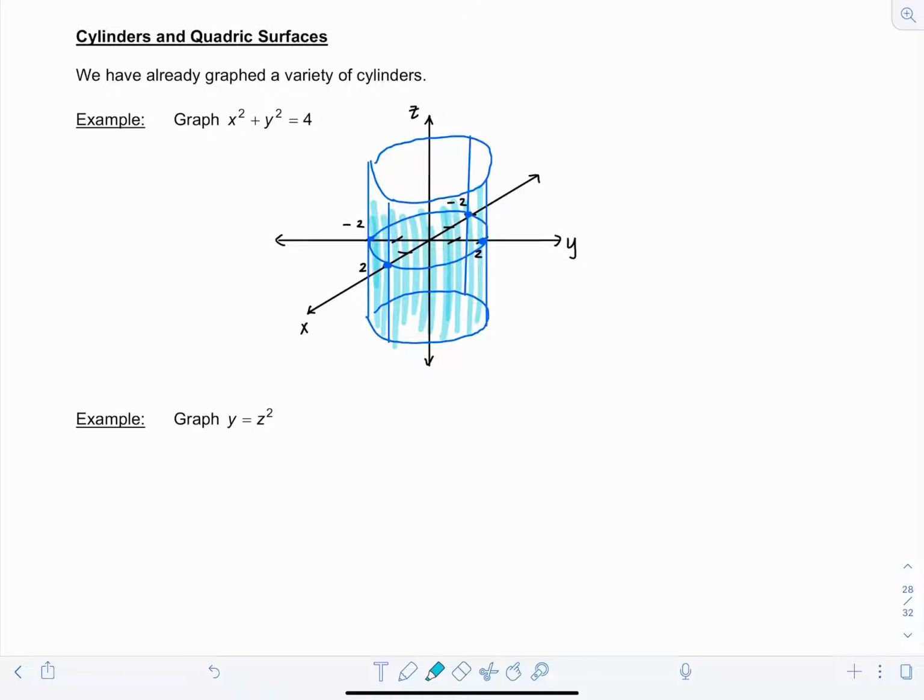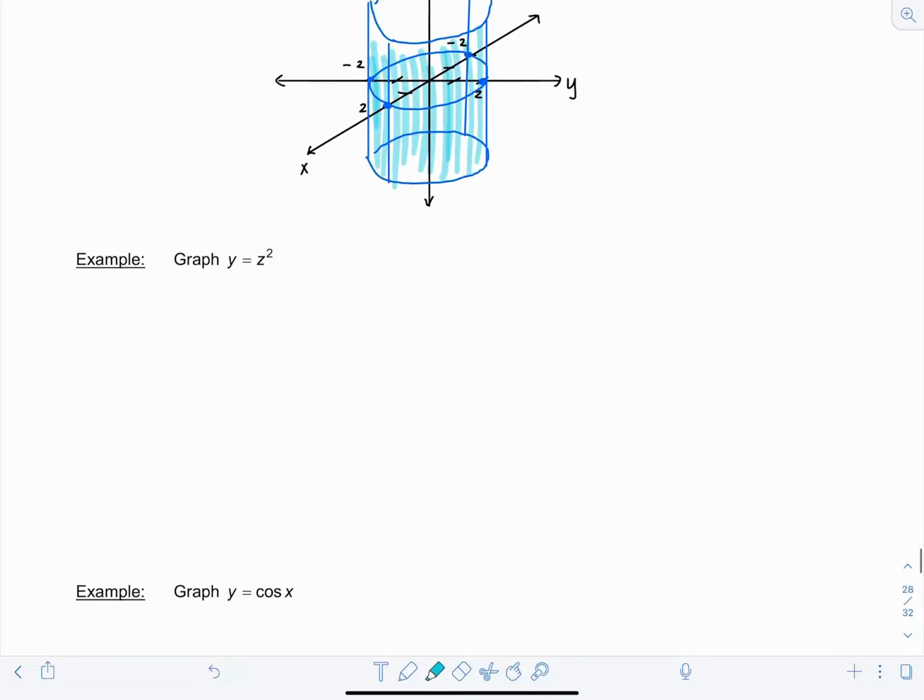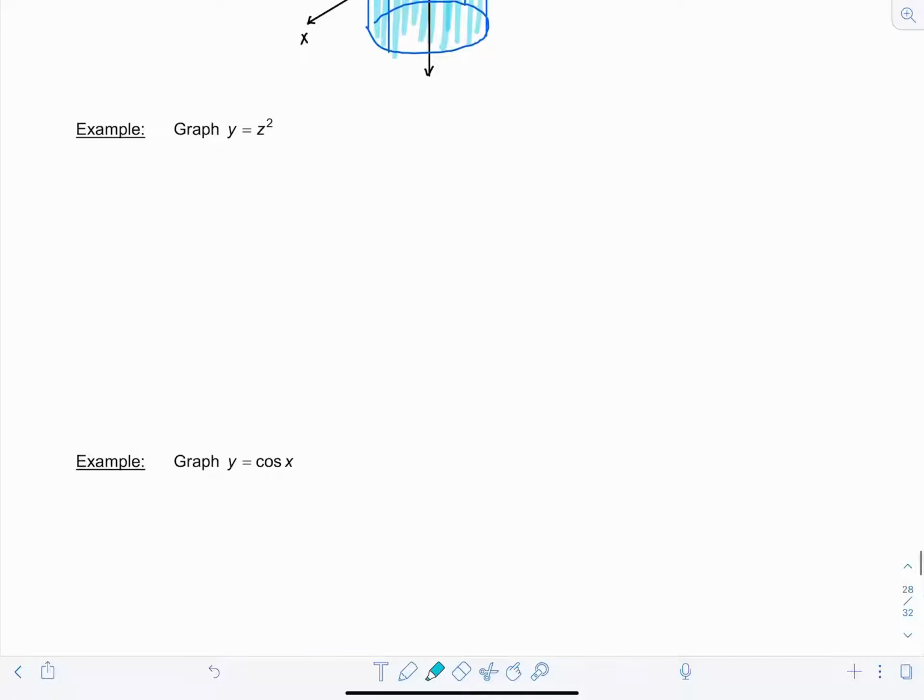Okay, what about the following? Graph y equals z squared. So x is missing. I'm going to graph y equals z squared. That's going to be a parabola opening up along the y-axis, and then I'm going to project that graph, that parabola, along the x-axis, okay?